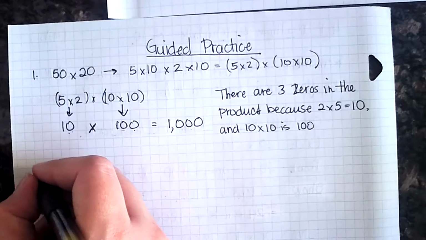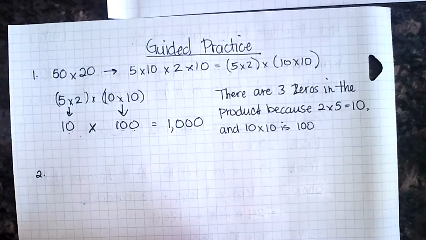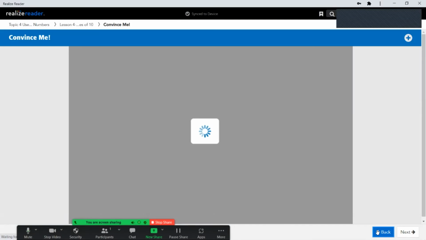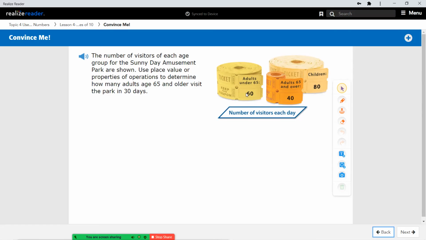Let's take a look at question number 2. Question number 2 says, how many adults under 65 visit the park in 30 days? So we need to go back to our example. So I'm going to go back and share my screen with you guys one more time. And we're going to go back to that example and see how many adults under 65 visit the park in 30 days.